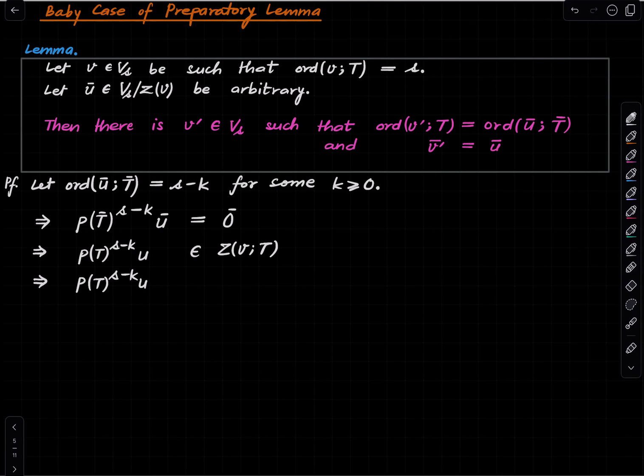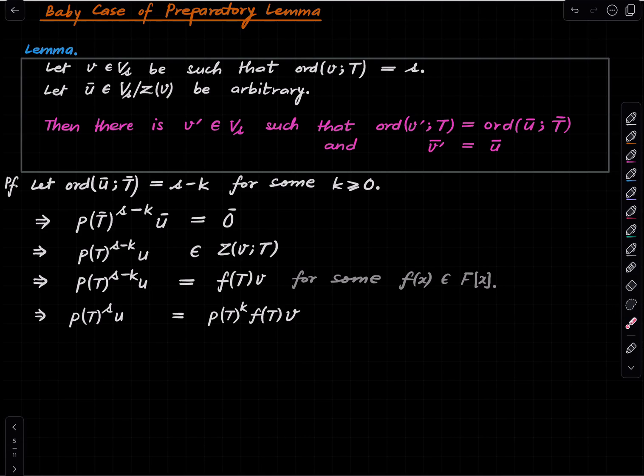this is equal to f(T)v for some polynomial f(x) over the base field. Okay, and therefore this implies that p(T)^s of u is that. So what happened? We just operated p(T)^k on both sides. You apply p(T)^k here and p(T)^k here. The right side becomes that. The left side becomes that.